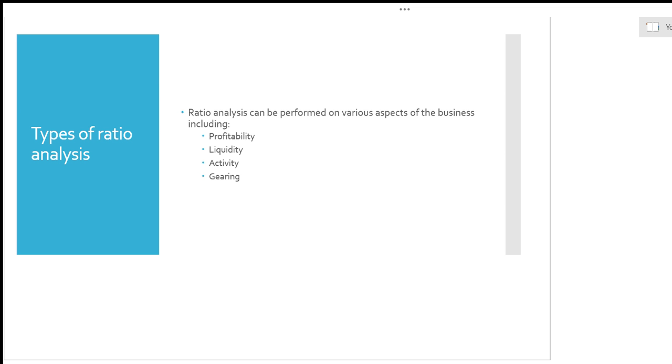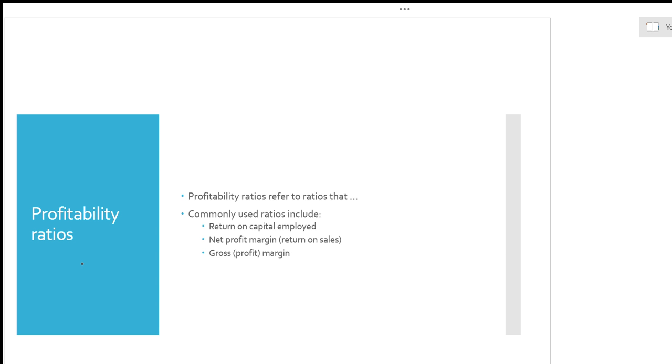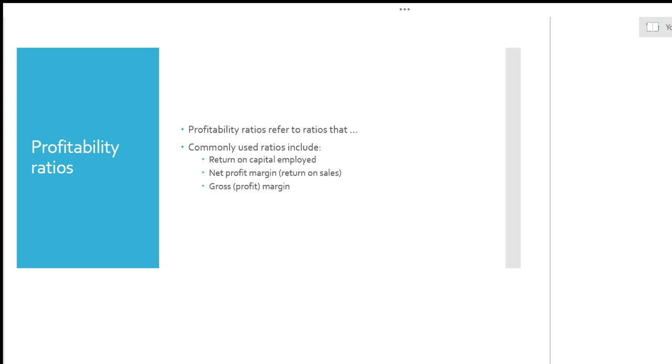So ratio analysis can be performed on different aspects of the business, and this allows us to quickly understand the business in terms of its profitability, liquidity, activity, and gearing. We have looked at profitability. Profitability ratios refer to ratios that measure profitability, right?